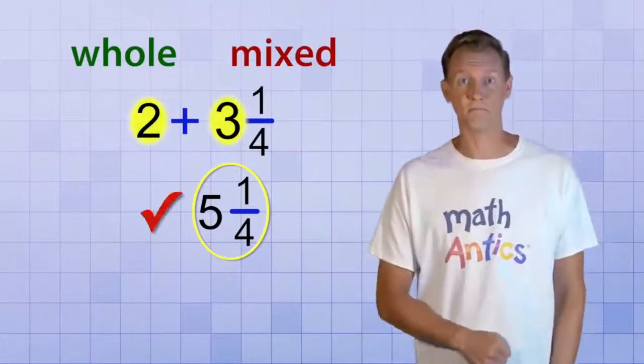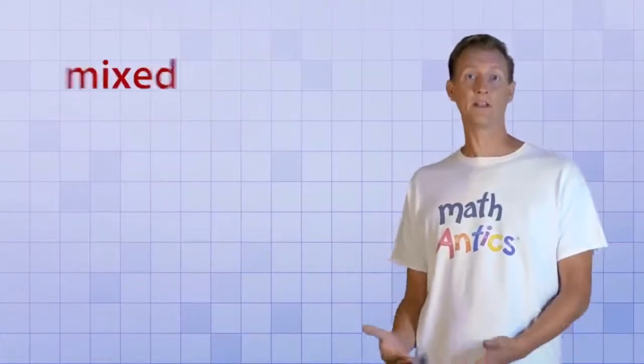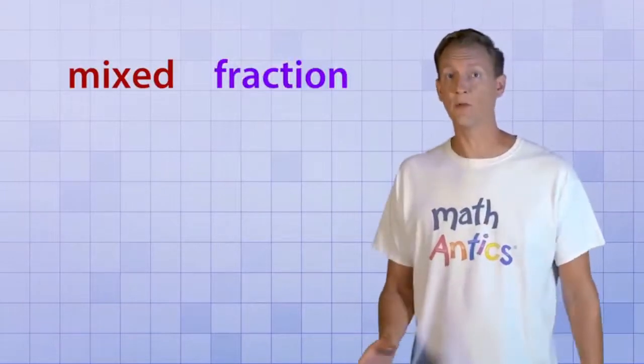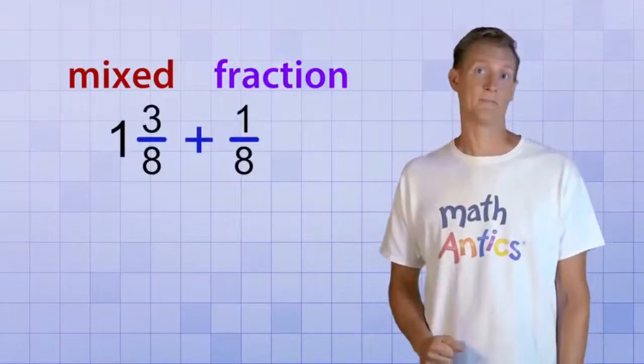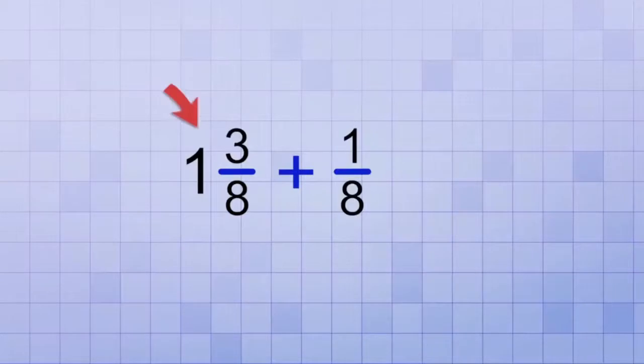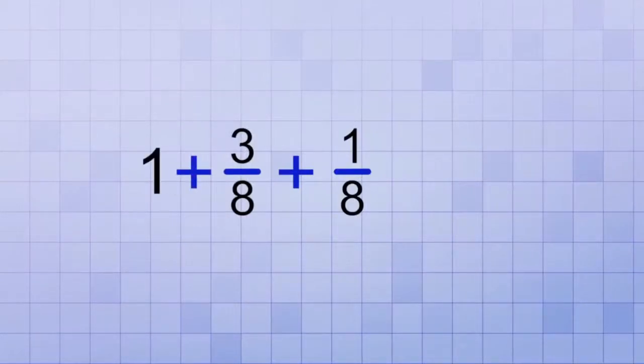So if you need to add a whole number to a mixed number, you just add the whole number parts and you're done. Okay, but what if you need to add a mixed number to a fraction, like in the problem 1 3/8 plus 1/8? Again, if you remember, 1 3/8 means 1 plus 3/8, and you can see that this problem is really 1 plus 3/8 plus 1/8.